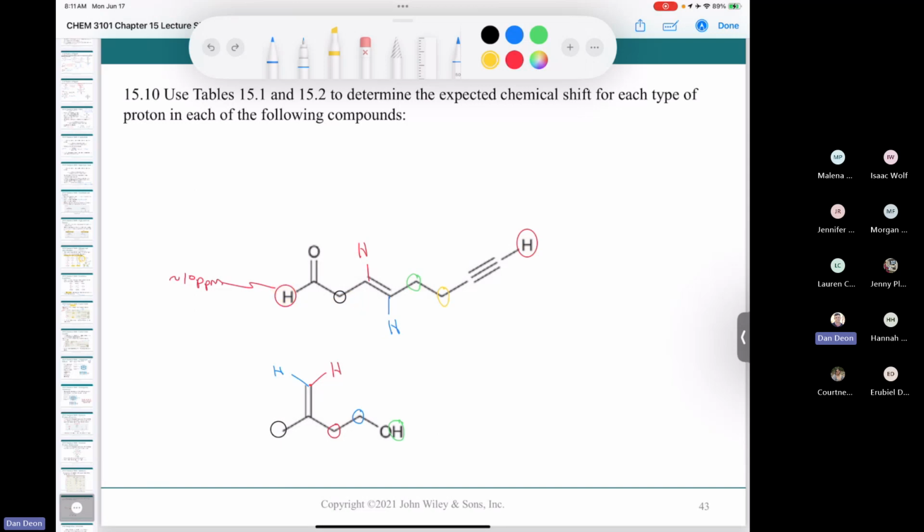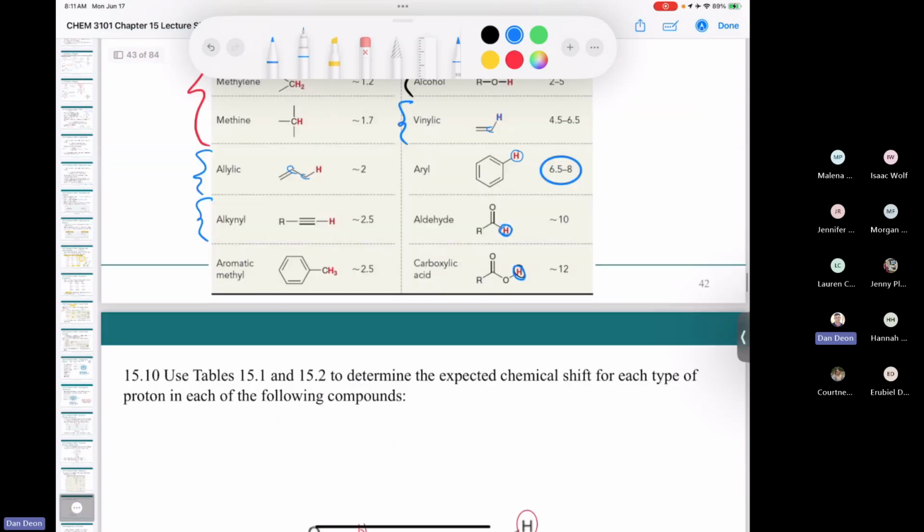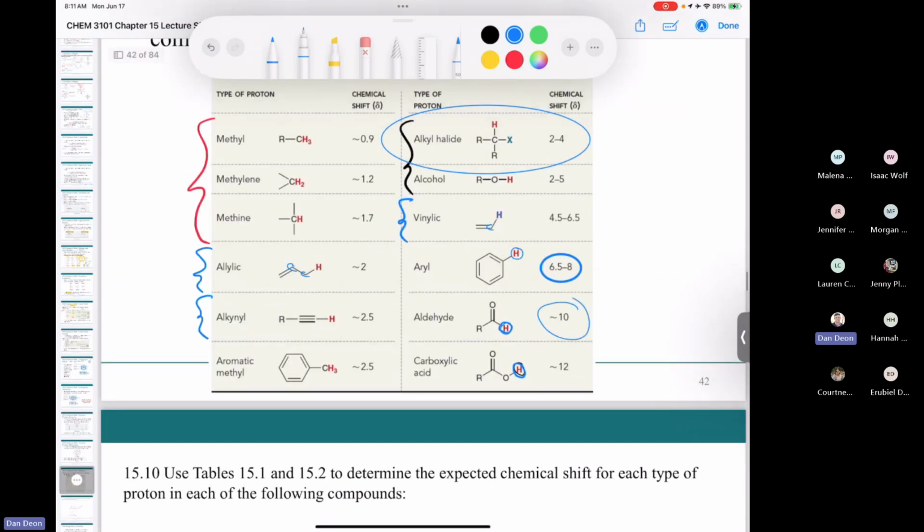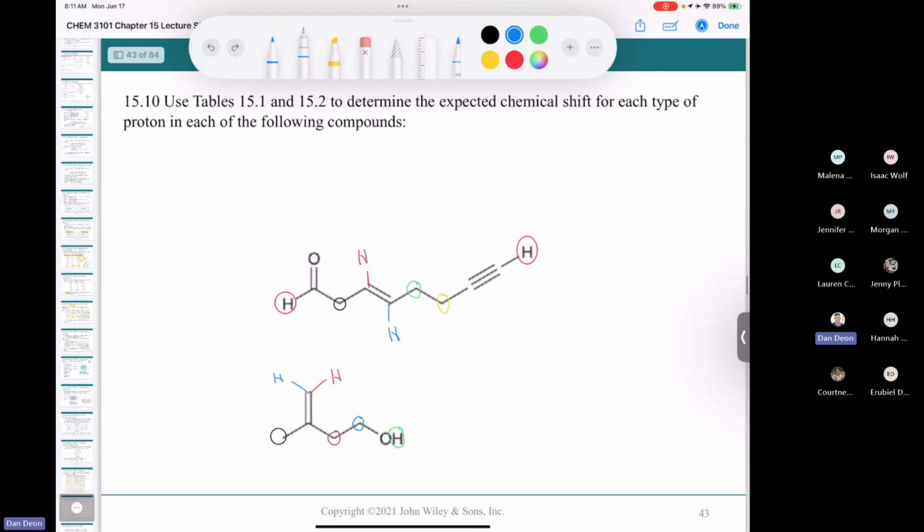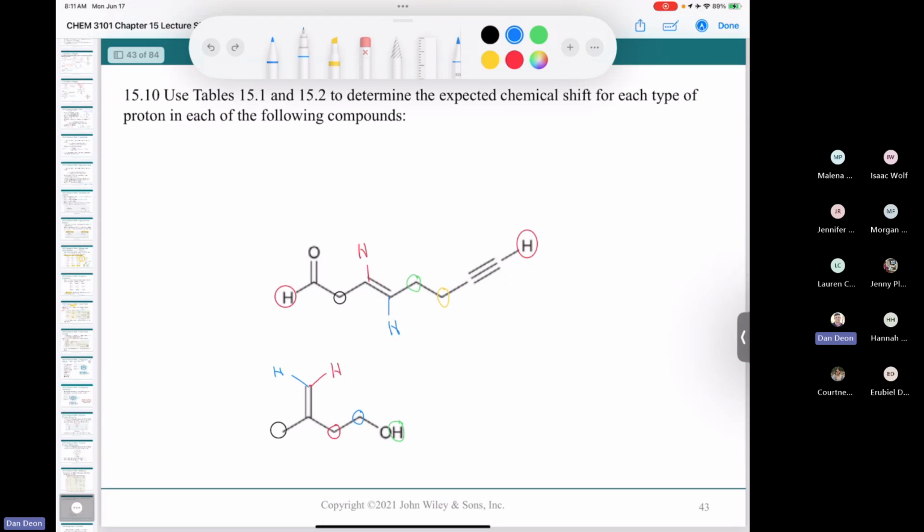And where we started off was with the aldehyde proton. All right, if you go back in the table, it says that the chemical shift for an aldehyde proton is around 10. So what we'll do is we'll circle that proton. I have the red circle here, and we'll write a little arrow to it, and we'll put around or close to 10 parts per million would be the chemical shift of that aldehyde proton. All right, so let's keep moving on from there.